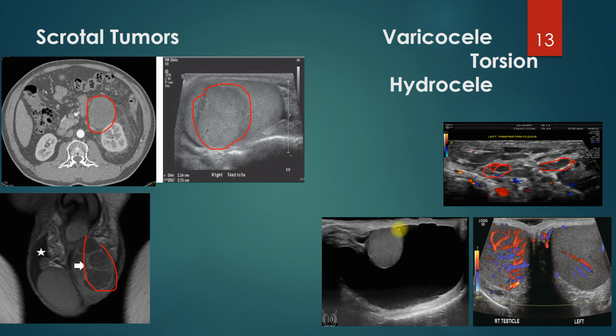This is scrotal ultrasound. Look, this is the testis, and this is a very huge hydrocele. This is fluid. This is fluid. Here is the color Doppler ultrasound in a patient with left testicular torsion with decreased vascularity as compared with the right testis.